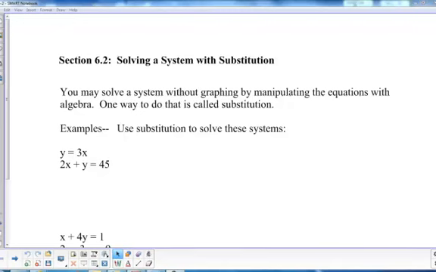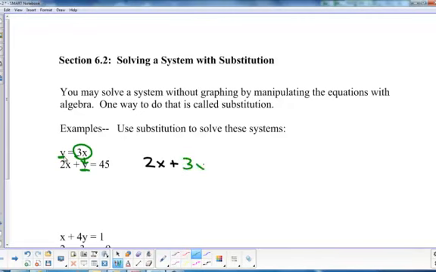Welcome back. We're going tonight to solve systems of equations with substitution. If you look at this first problem, this is a y and this is a y. So since in the first equation y equals 3x, I can substitute 3x in for y and solve my equation because I'll only have one letter. So instead of y, I'm writing 3x. So I have put those two equations together through substitution.